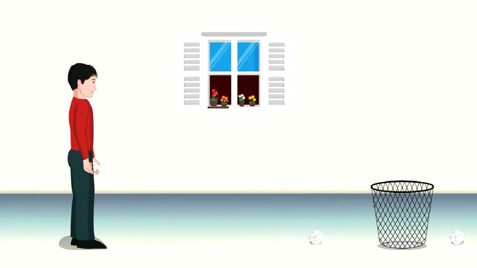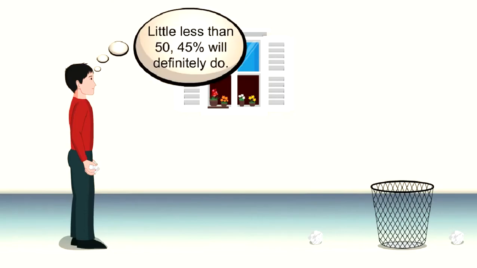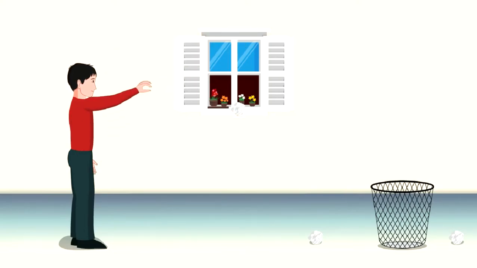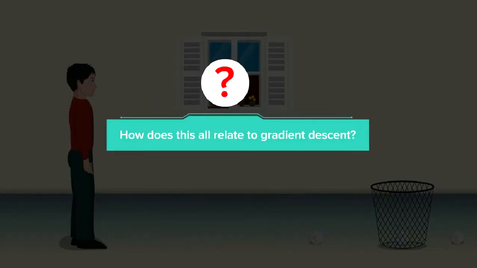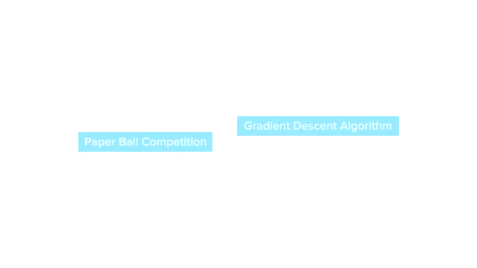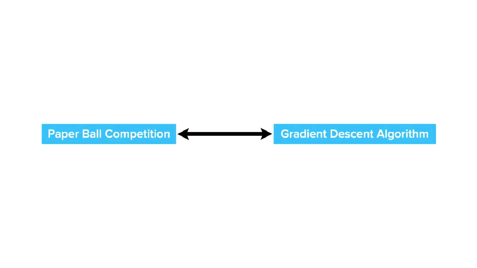Bad luck. Looks like you underestimated your strength. So you need to readjust your strength. So now you make a third attempt with the adjusted strength. And you finally score. But now your question would be, how is this all related to the gradient descent algorithm? To answer this question, let's establish a step-by-step analogy between the gradient descent algorithm and the example we just discussed.